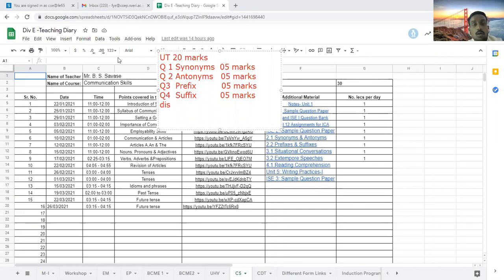So after that, now we will talk about the ISC format. After the unit test, there will be ISC second, and I will make it clear. If you want to take a screenshot of this unit test 20 marks, you can take it. Otherwise, I will make it clear. And I'm going to talk about ISC second now.